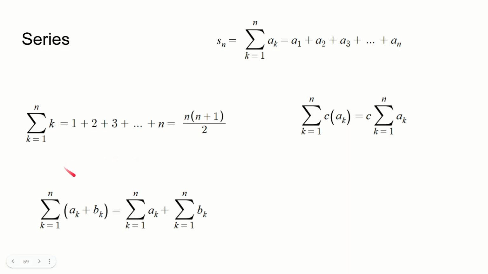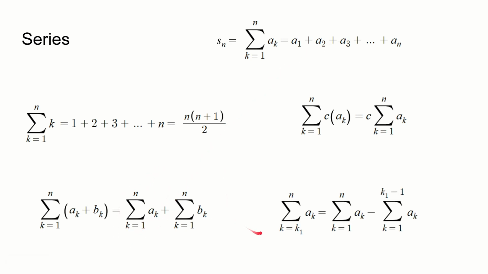There's also, if you have two different sequences being added, or two different functions, because these are really functions, being added inside of the sum, then you can just split it up. Because imagine if we had one function and another, this is a of k plus b of k. We could just separate out the functions in this form, and then recombine them back here.